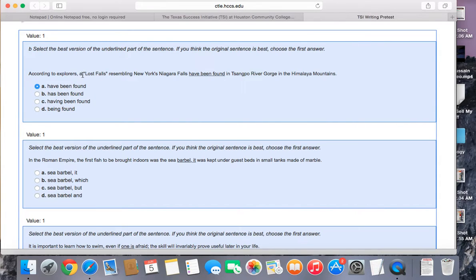Okay, now you want to see if this is plural or singular. You're going to find the subject. You can say these or these because these are the same thing. So Niagara Falls with the S. We know it's Niagara Falls. There's only one.